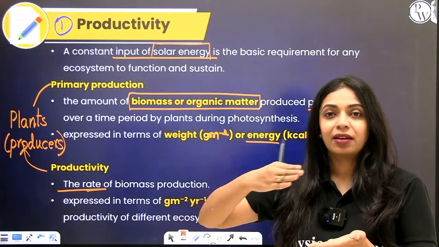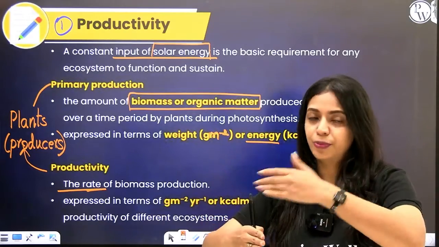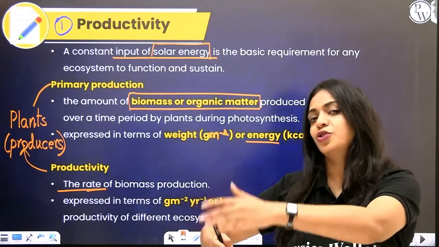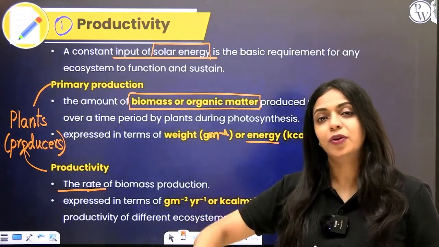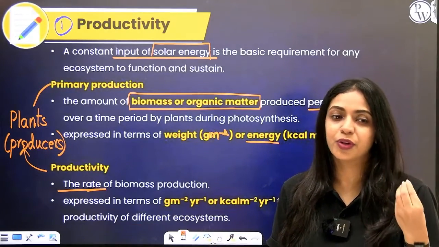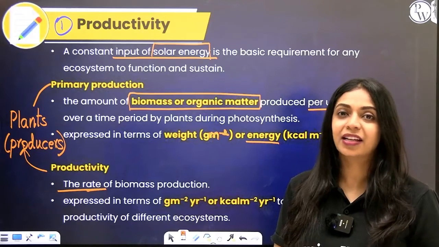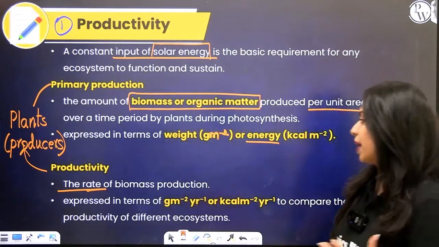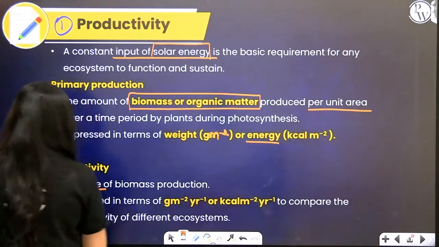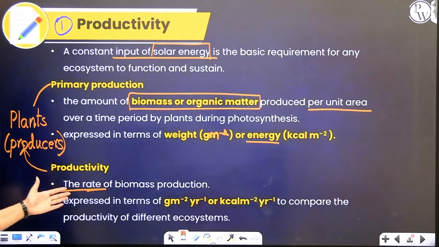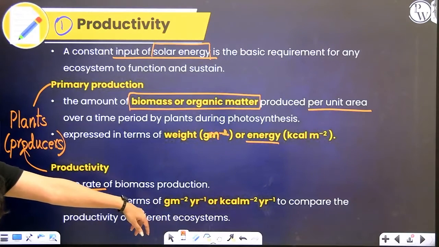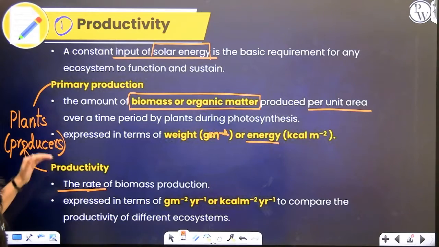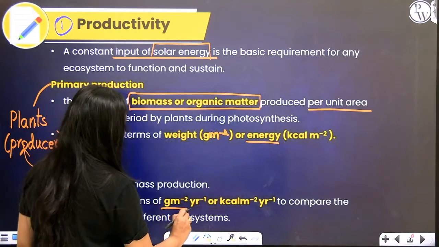In these many minutes, how much production has taken place. In the next 1 minute, how much is going to take place. So with respect to time, if you are measuring it, that gives us the rate. So productivity is the rate at which this biomass is being produced. If you're considering time, definitely while you're expressing it, you will have that in your unit, right? So if you're expressing productivity in terms of weight, it's going to be gram per meter square per year.